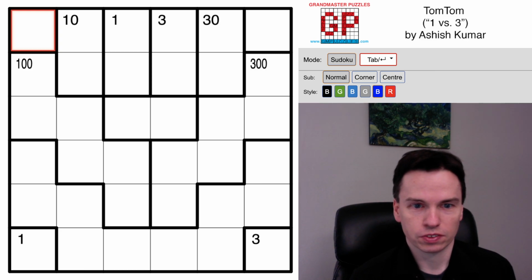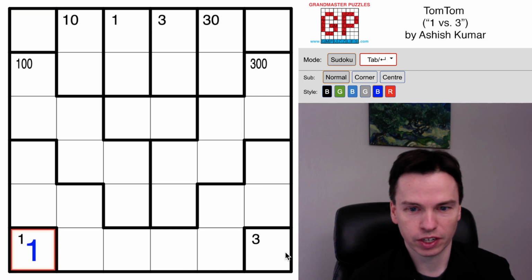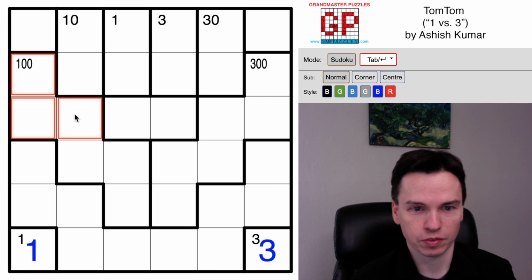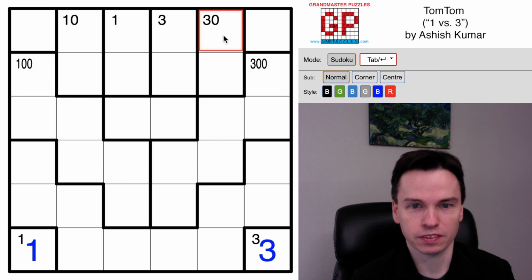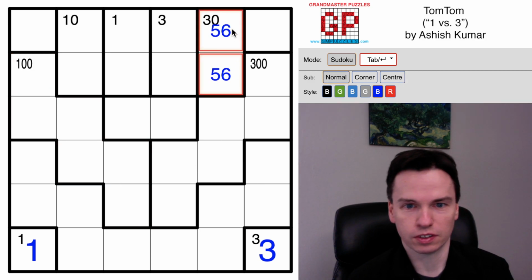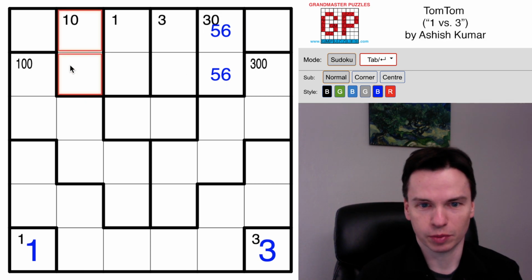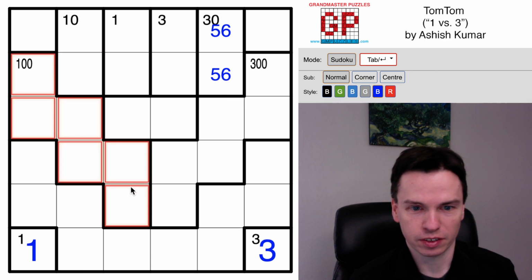So we're here to solve this Tom Tom puzzle called 1 versus 3 by Ashish Kumar. You'll see that all the values on the left are tripled to get their forms on the right, 100 becoming 300, and so forth. The 30 is a give-me cage of 5 and 6. The 10 could be 4 plus 6 or 2 times 5, so not as much there. I think everyone's attention will probably be drawn to the 100 and the 300.